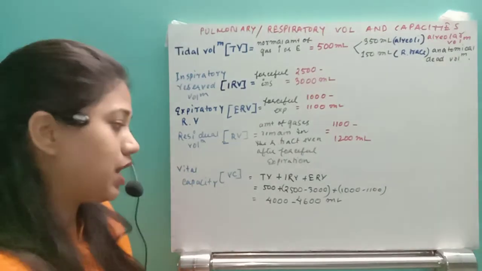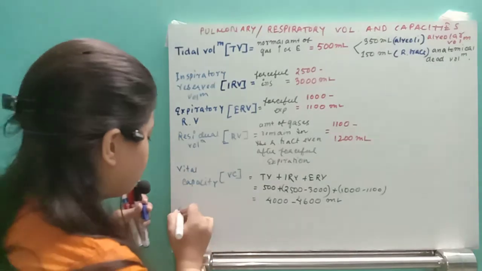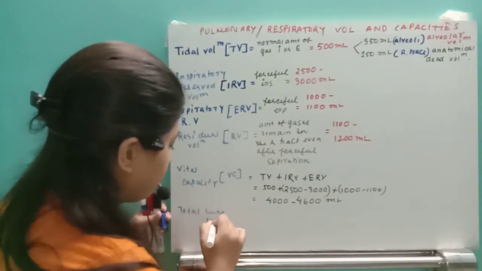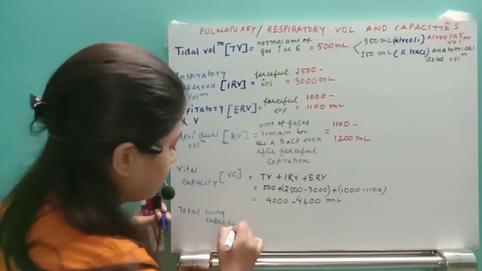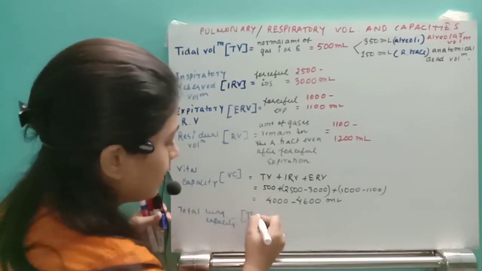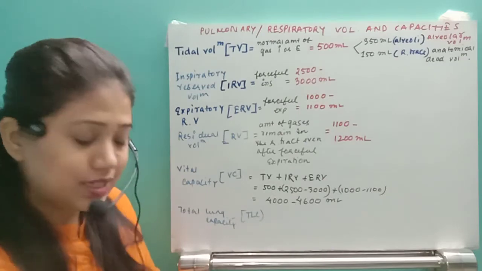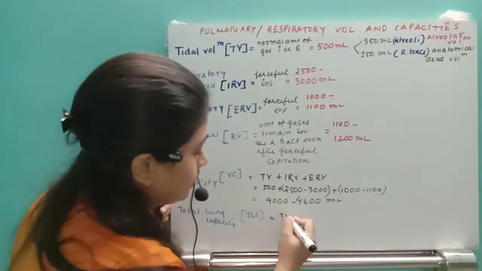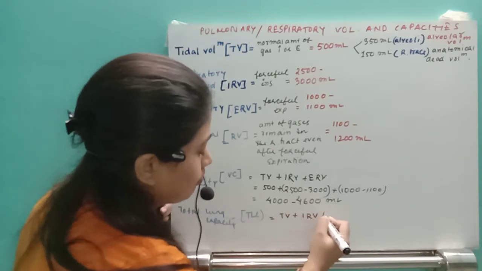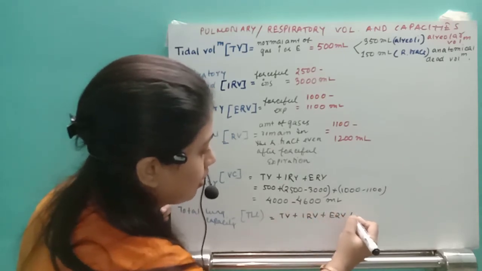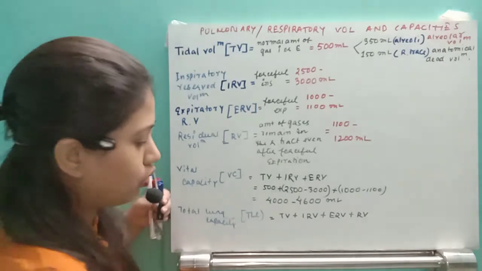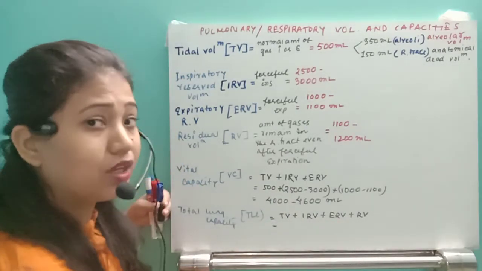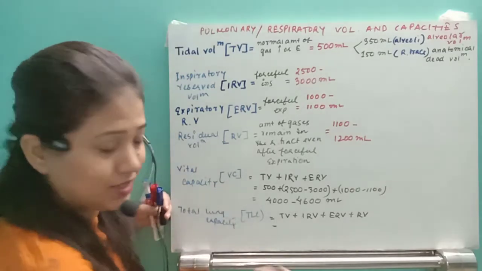After that the next one is known as the total lung capacity, also known as TLC. So what is the TLC? Total lung capacity is TV plus IRV plus ERV plus RV, residual volume. The TV, IRV and ERV together we can also call VC, vital capacity.